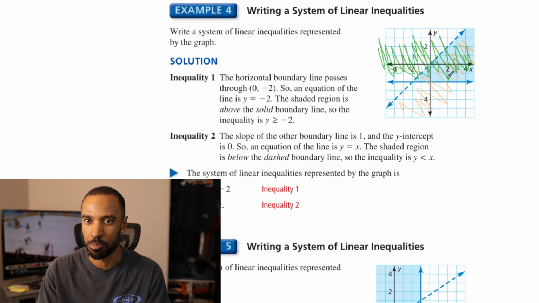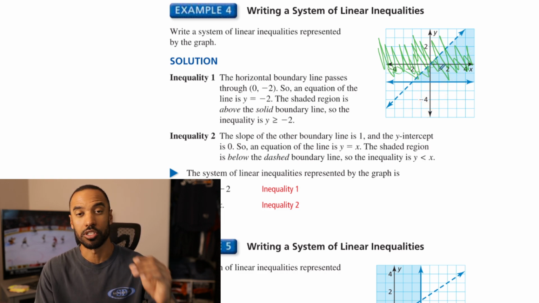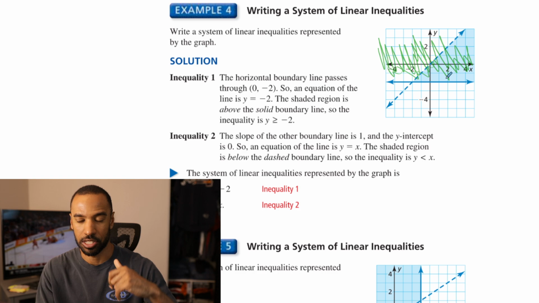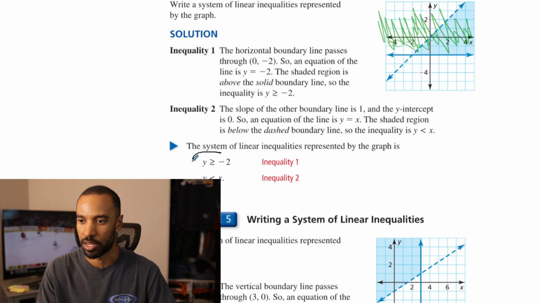So below the dashed line like that. The overlapping, you probably can't see that very well, but the overlapping shaded region for those is above this and below that. That being said, we are above the horizontal. So above the horizontal is greater than, and because it's solid, it's or equal to. So this should be y is greater than or equal to -2, which is right there.